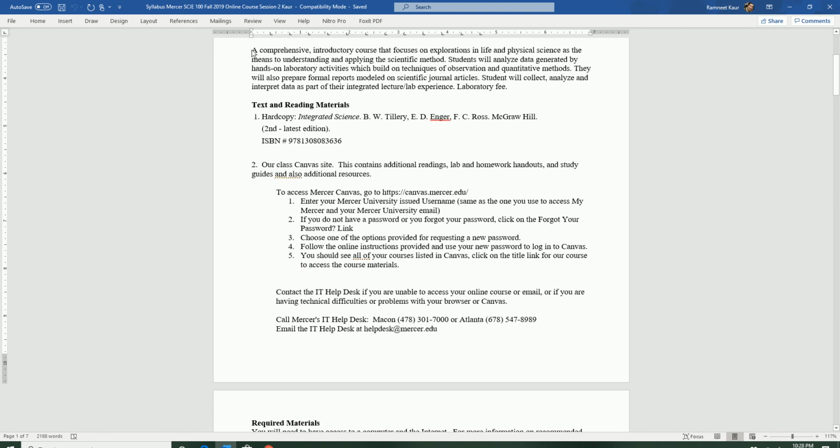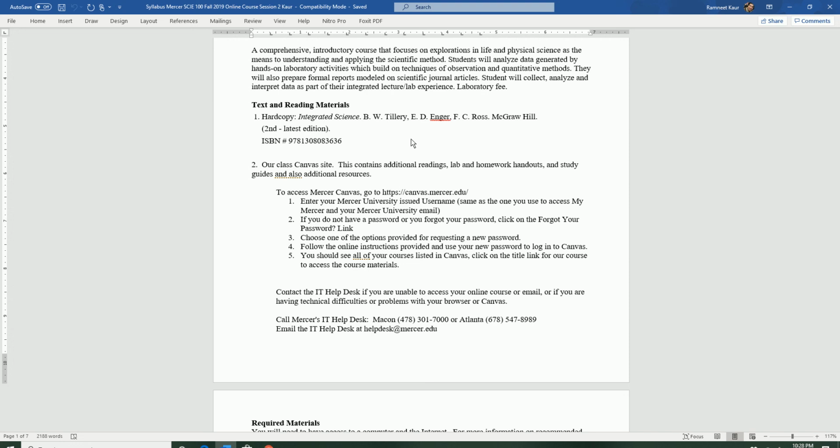Which book you need to buy? This is the book. The book's name is Integrated Science by Tillery. It's a McGraw-Hill book. You can buy or rent this book. Any edition is fine, from the second to the latest number of this book. So basically, if you don't want to buy the book, you can even rent it.